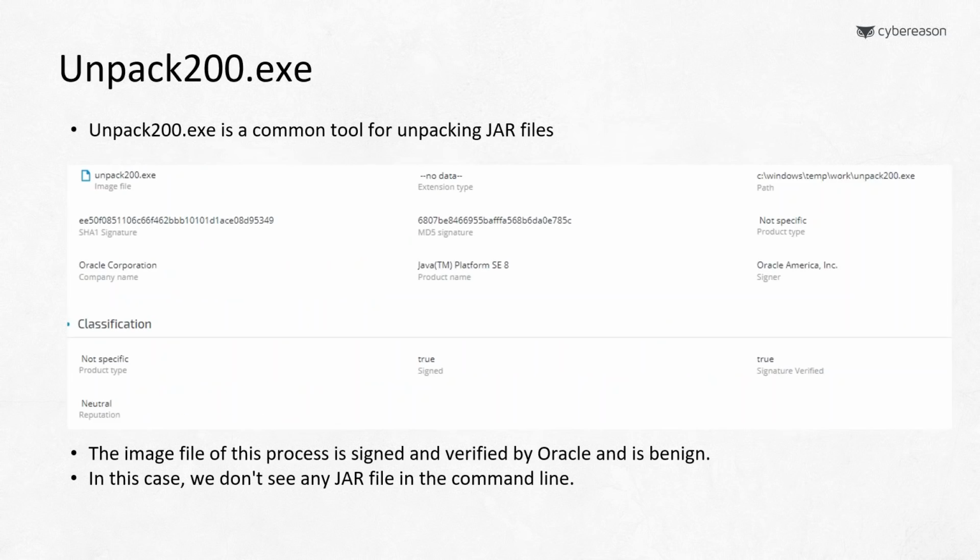The stronger one of them is the file signature. Because usually software companies digitally sign their files in a way that makes it, I wouldn't want to say impossible, almost impossible to fake. So if we want to understand the level of authenticity of the file, that's where we're going to check. So here, to our surprise, we found out that the file is signed and verified by Oracle, which means that it is indeed an authentic unpack200.exe.